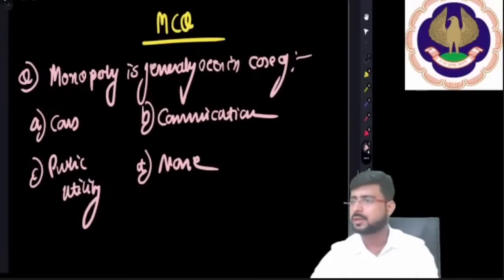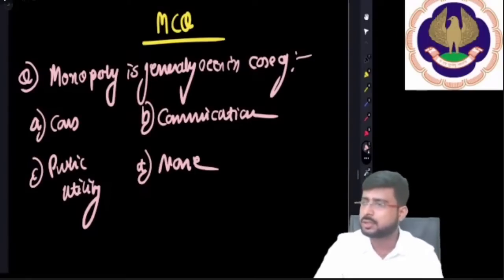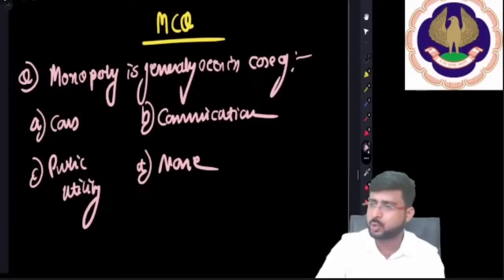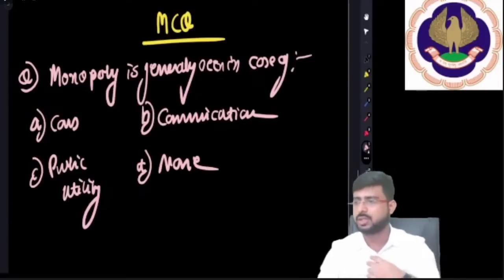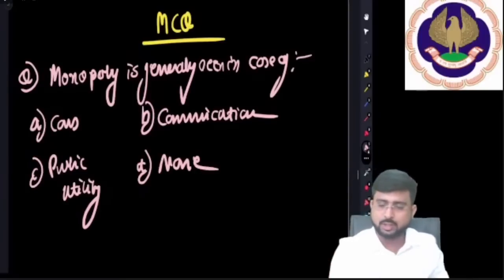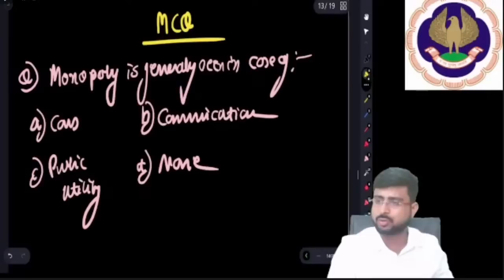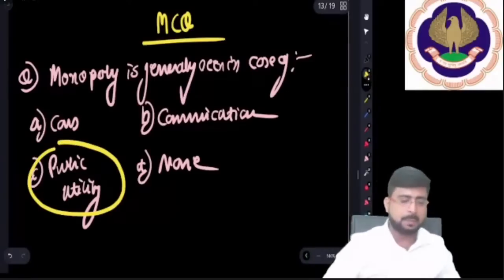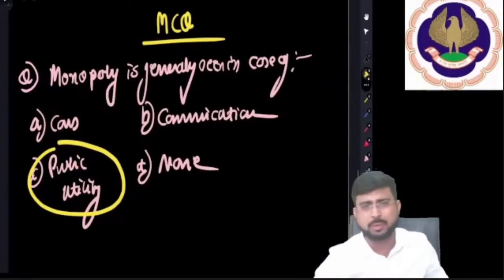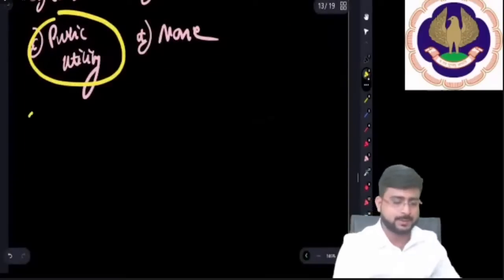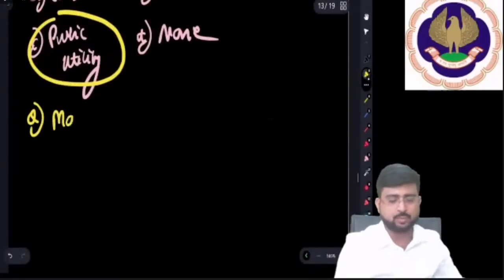Very good, Rohan. Nittal, good answer. Keshav, good answer. Masum, very good answer. Astha, good answer. Correct. Your answer is public utility. Generally, monopoly is seen in the case of public utility. Okay, next question.